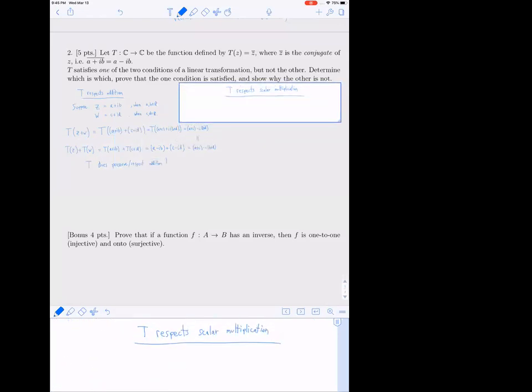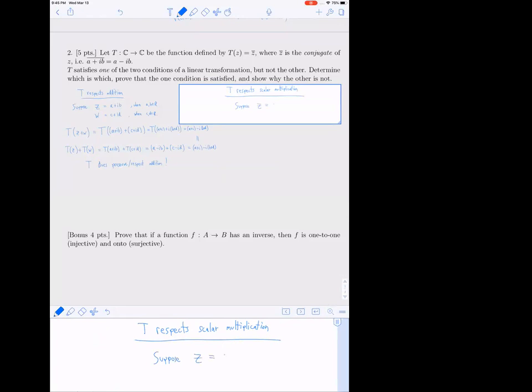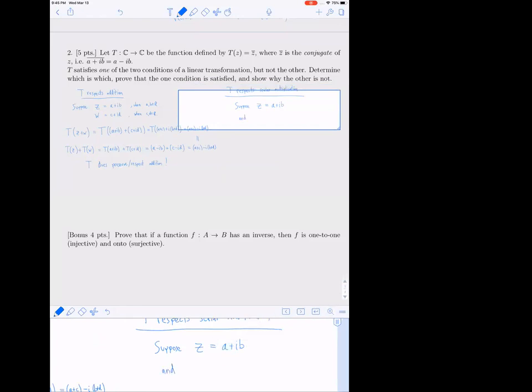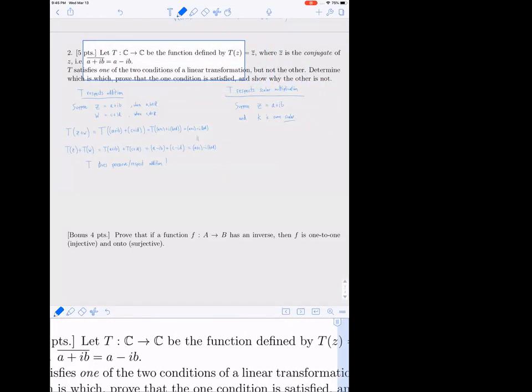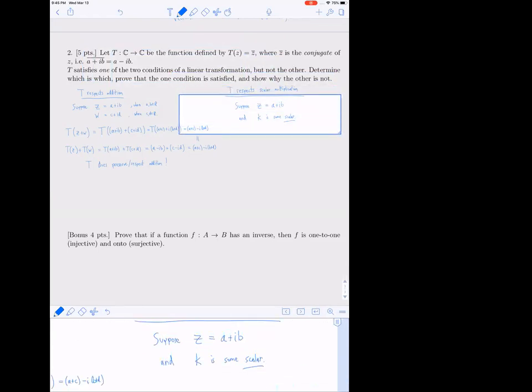So I guess by process of elimination now, we should expect that T does not respect scalar multiplication. But let's see it out. So suppose z is equal to a plus ib, some arbitrary complex number, and I'll call k some scalar. Well, the first thing to note is that based on the way the function is defined from complex numbers to complex numbers, we should be able to assume that these scalars are in fact complex numbers. So k is also some complex number.